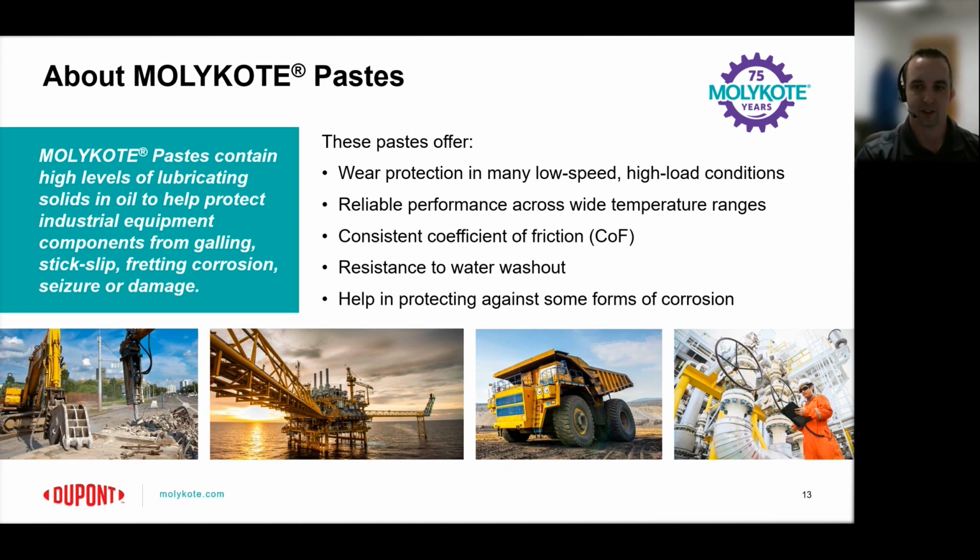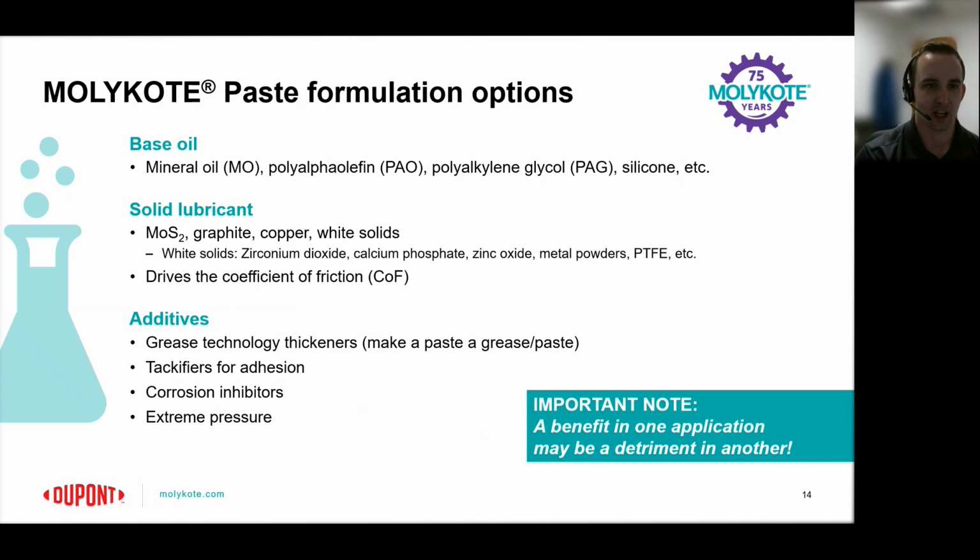From consistent coefficient of friction, water washout, to protection against corrosion, MOLYKOTE pastes are designed to excel in these low-speed, high-load applications across a wide range of different temperatures. When it comes to formulation options, there's certainly no shortage of combinations. For base oils alone, we have mineral oils, polyalphaolefins, polyalkylene glycol, silicone, plus some. On the solid lubricant side, we have MoS2, graphite, copper, white solids.